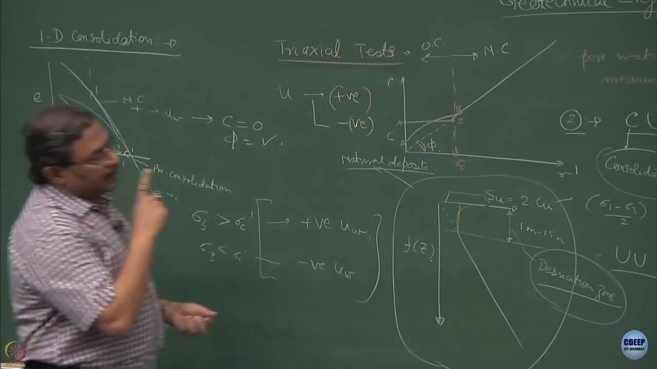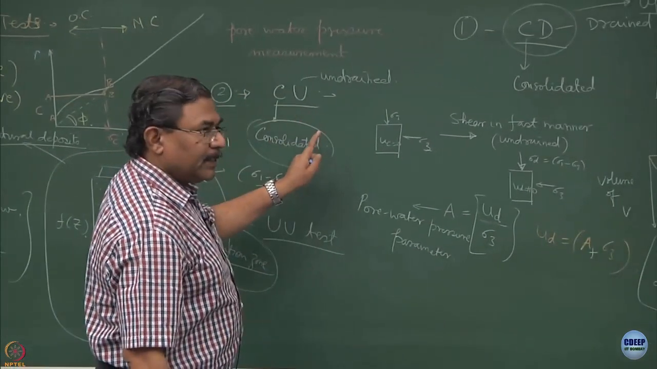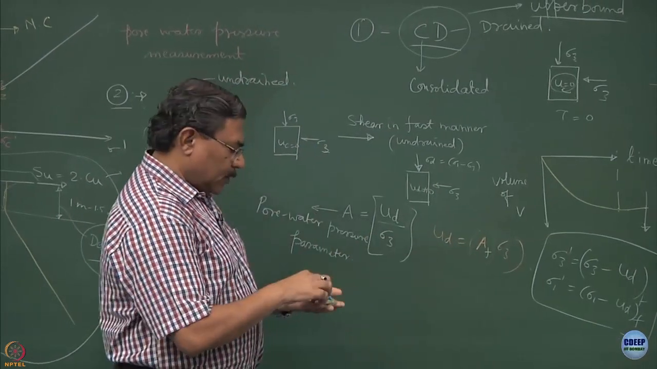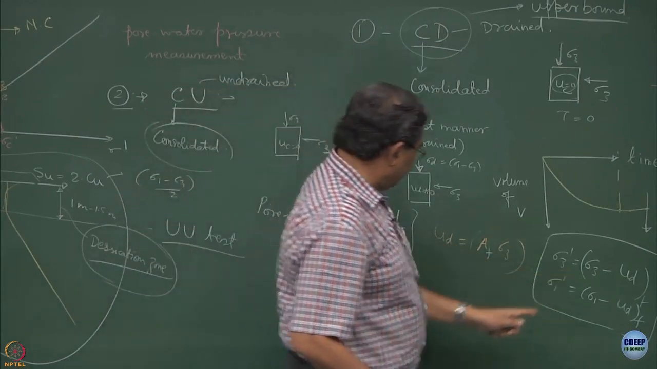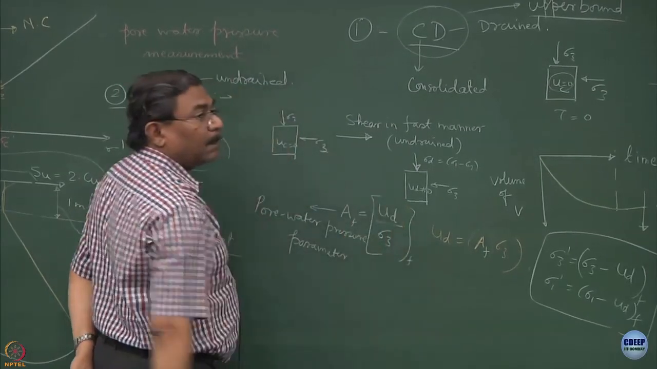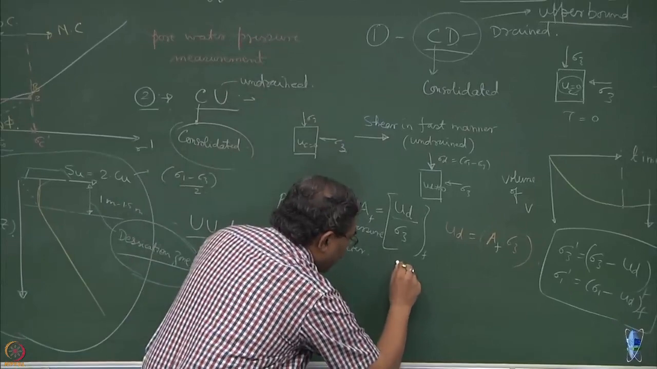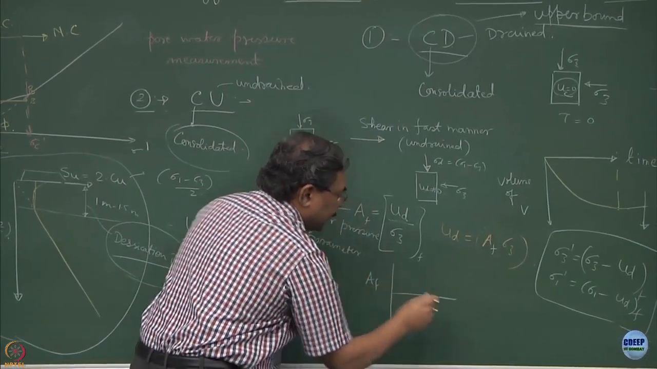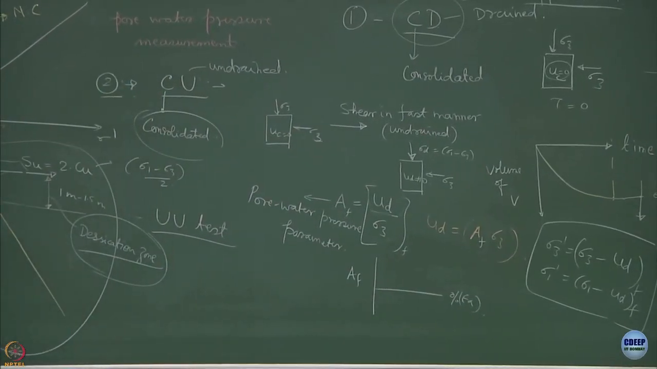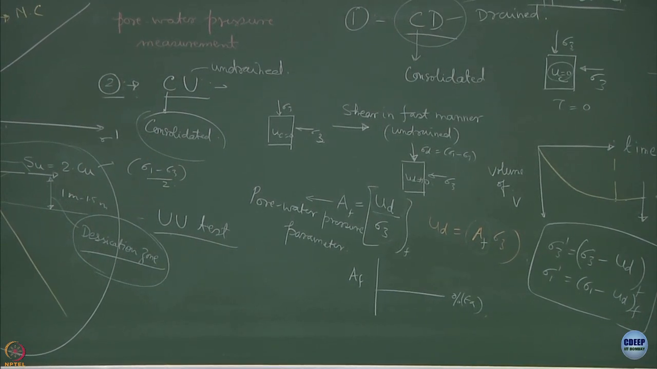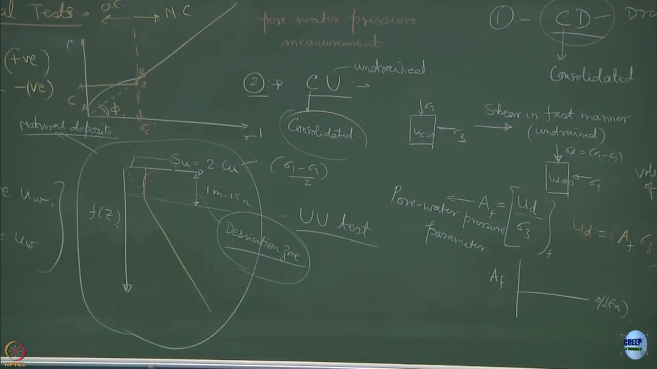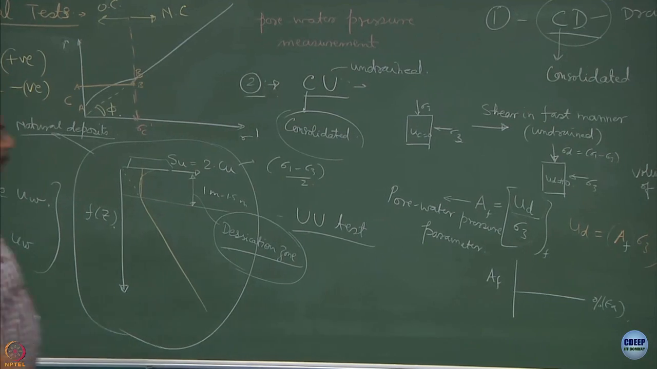So, one part which I have not discussed yet about the CU test is how to identify the material based on the AF parameter. If I do continuous monitoring of the pore pressures, all right, and if I say that this is the A parameter at failure, what I can do is plot AF versus percentage epsilon A, and the way cardiologists see the cardiogram of a patient, I can tell you how the material is behaving and how I should use this material for construction.